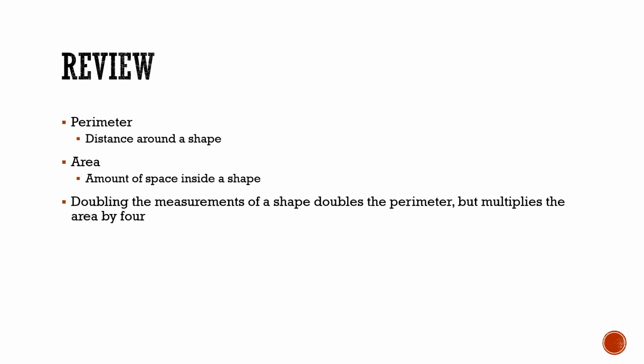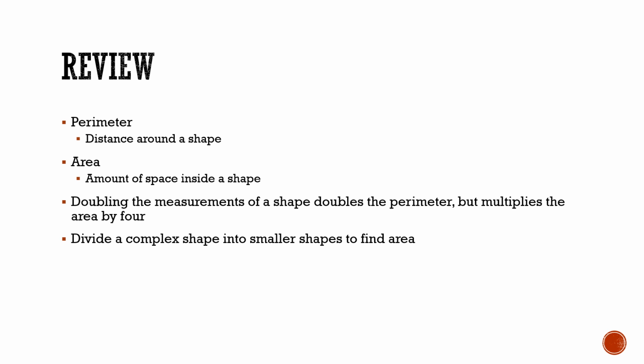Some review from Lesson 8. Remember the two things we talked about, perimeter and area. Perimeter is the distance around a shape, found by adding up all the sides. Area is the amount of space inside a flat shape. We only did rectangles. Remember the formula for area is length times width, and your answer will have a label that is squared with the small raised 2 after it. If you double the measurements of a shape, that doubles the perimeter, but it will multiply the area by 4.